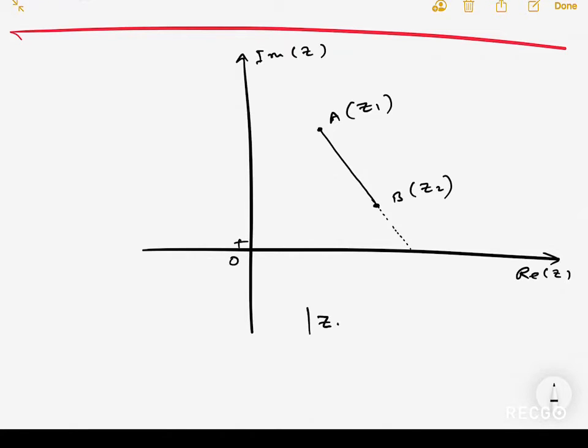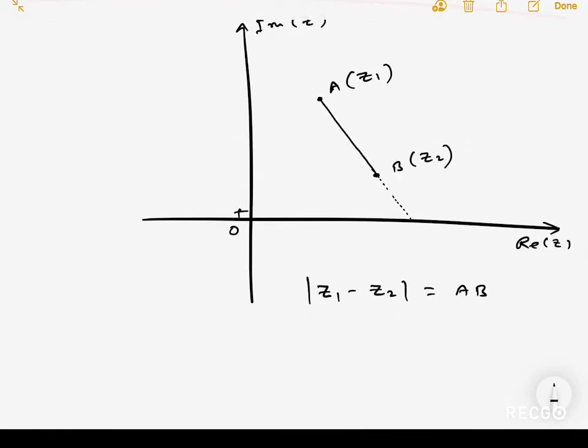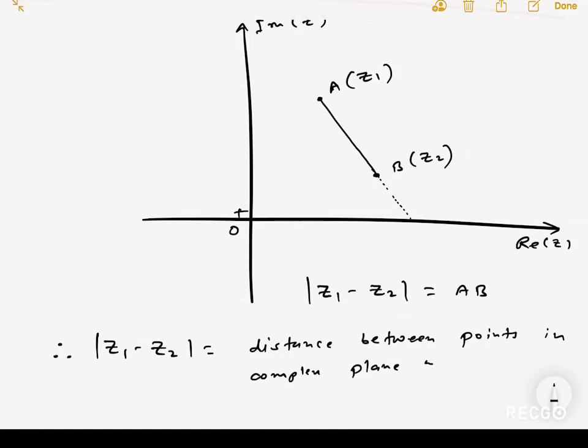Now if I ask you what is mod of z1 minus z2, you already know it is equal to the length AB. In other words, we can say that mod of z1 minus z2 is also equal to the distance between the points in the complex plane whose affixes are z1 and z2. So the distance between points with affixes z1 and z2 is the same as AB in this case.